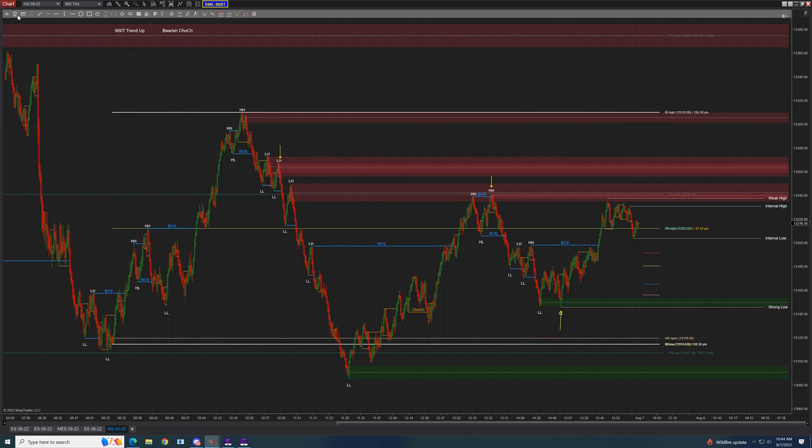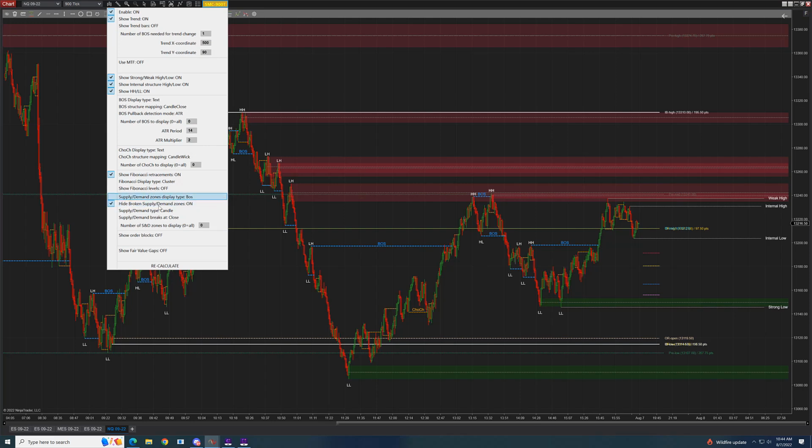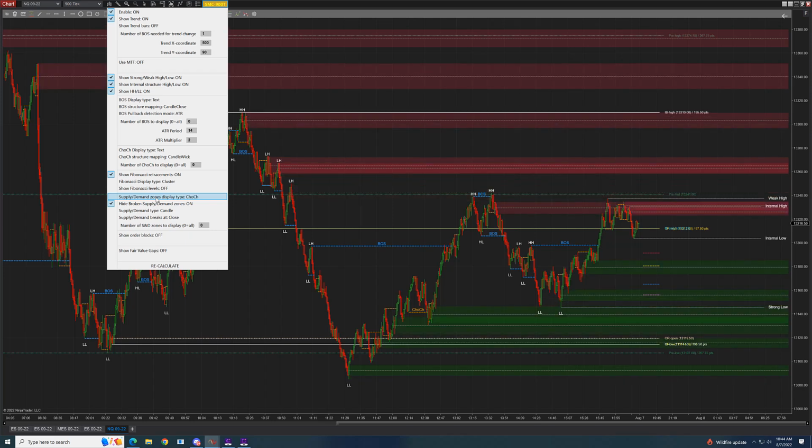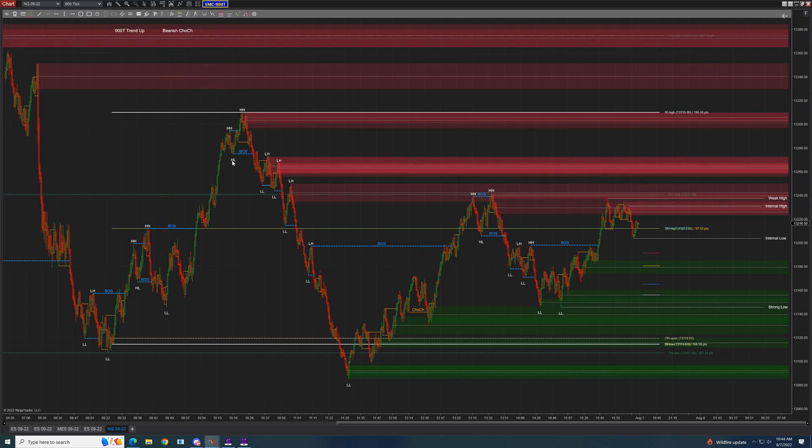Let me get rid of those and we'll keep going here. Let's go back to where we were before. So I've got the supply and demand zones set to candle. Now keep in mind, I can also have supply and demand zones shown off of change of character. So with just one click, now I've got change of character. Now it may be such that you wouldn't want to have just change of character, so the other option is to have both.